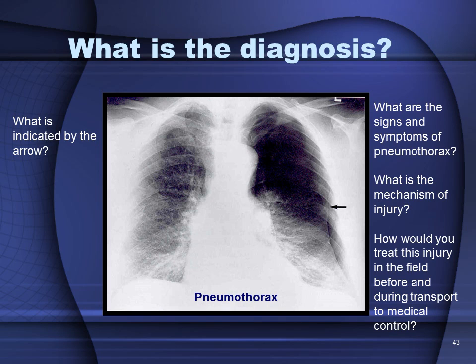Well, it would be increased difficulty in breathing, and of course if you look at a chest film over time, you might see a decrease in opacity or an increase in radiolucency in the area of the pneumothorax. As far as the mechanism, there are several, but most common, there is some kind of blunt trauma to the chest, but you can also have a spontaneous pneumothorax without blunt trauma. And how would you treat this injury in the field before and during transport to medical control? Of course, you would give oxygen and try to stabilize the patient during transport.